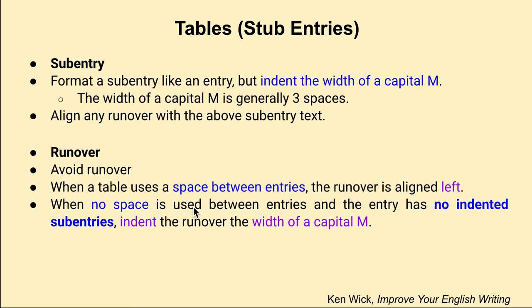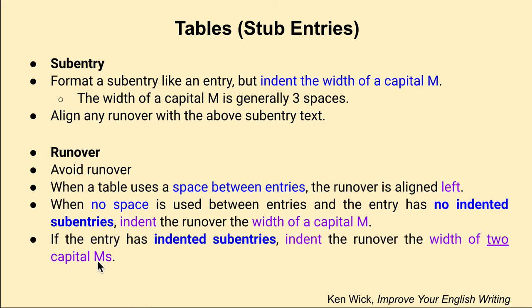When no space is used between entries and the entry has no indented sub-entries, indent the run over the width of a capital M. But if the entry has indented sub-entries, you need to indent the run over the width of 2 capital M's. Basically what happens is you need to distinguish between what is a sub-entry and what is run over. So if you don't have any sub-entries, then you can just indent 1 M. But if you have sub-entries, then you need to indent the space of 2 M's.